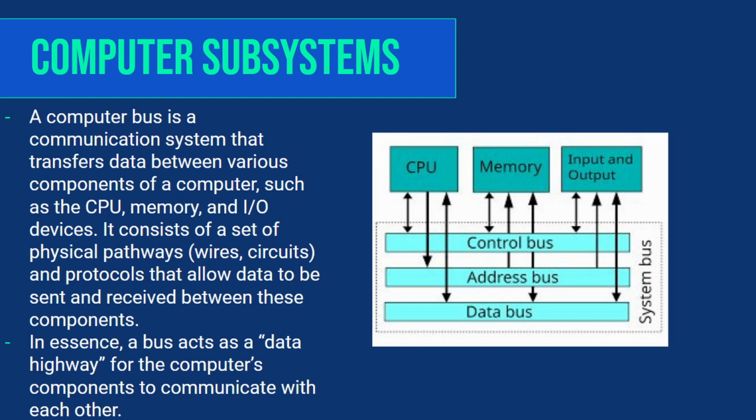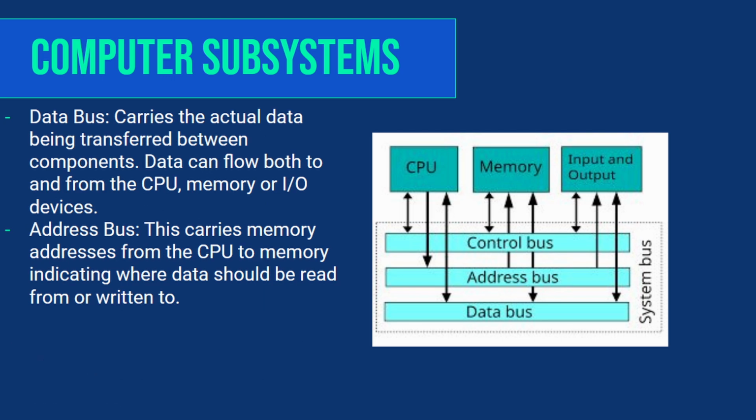Now we have our computer buses, which is a communication system that transfers our data between various components of the computer, such as our CPU, memory, and input-output devices. It consists of a set of physical pathways, usually wires or circuits, and protocols that allow data to be sent and received between these components. In essence, you could think of a bus like a data highway for your computer's components to communicate with each other.